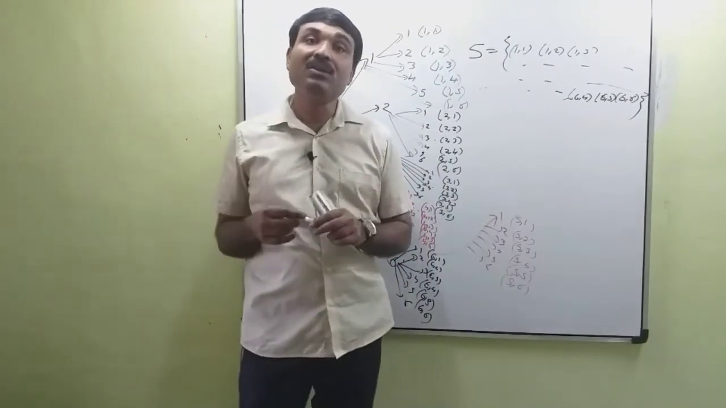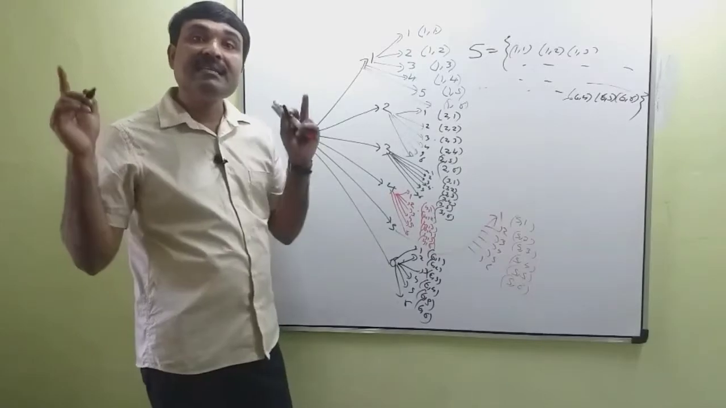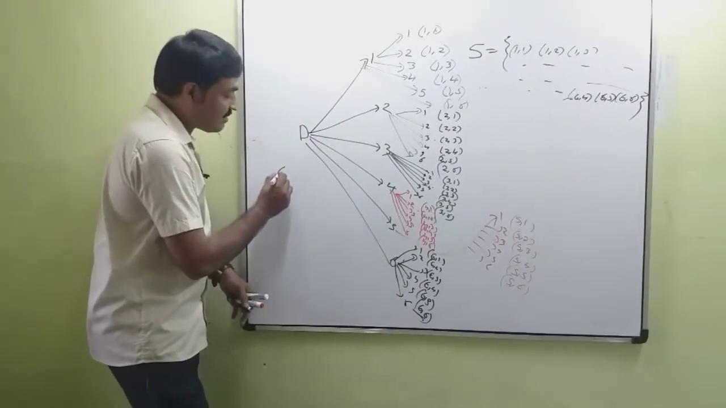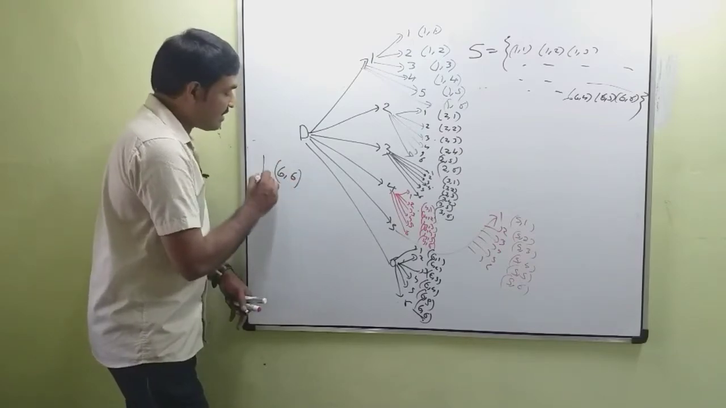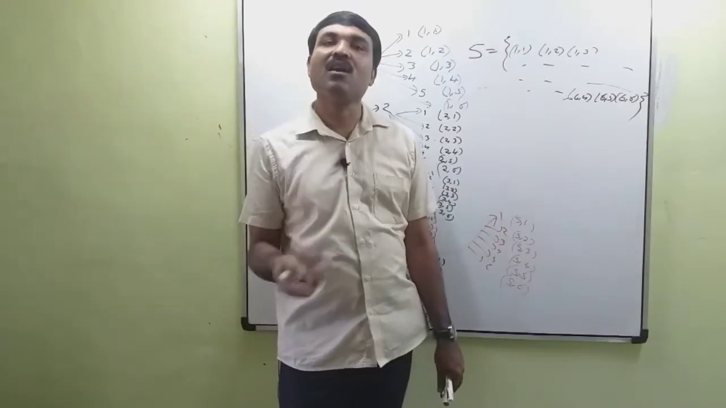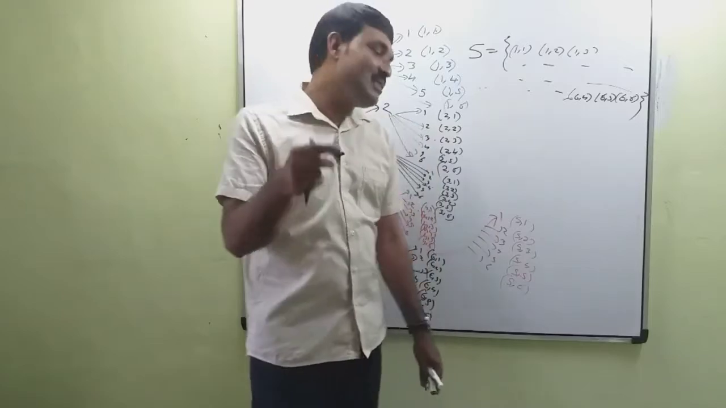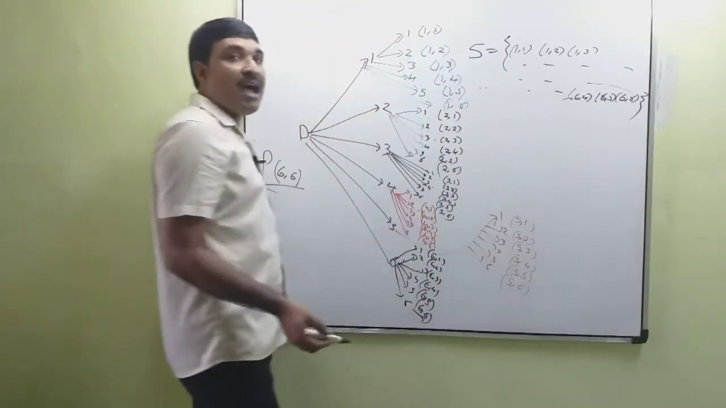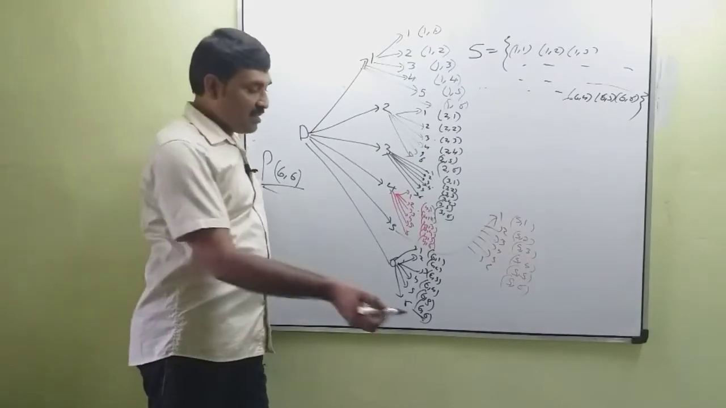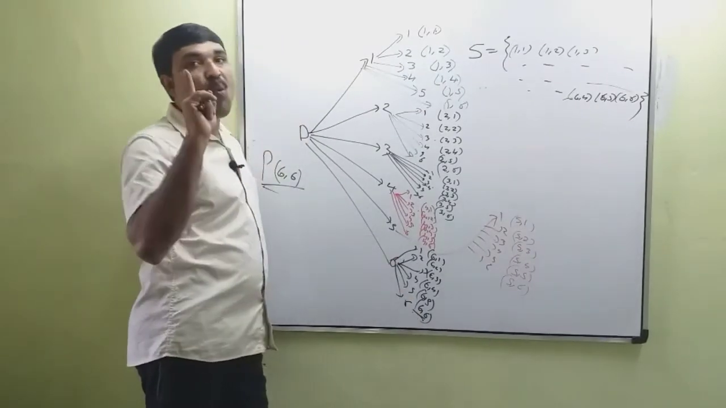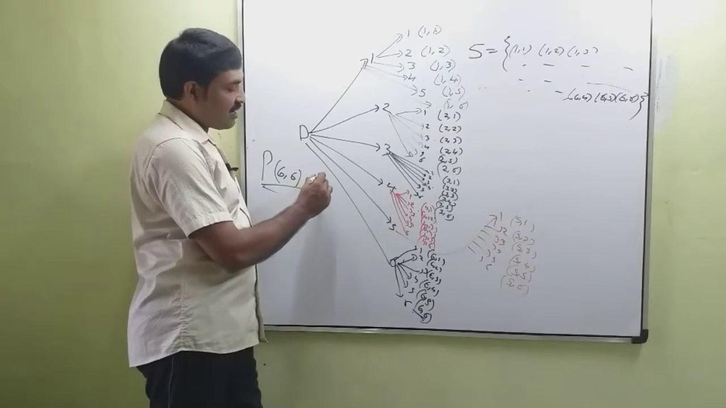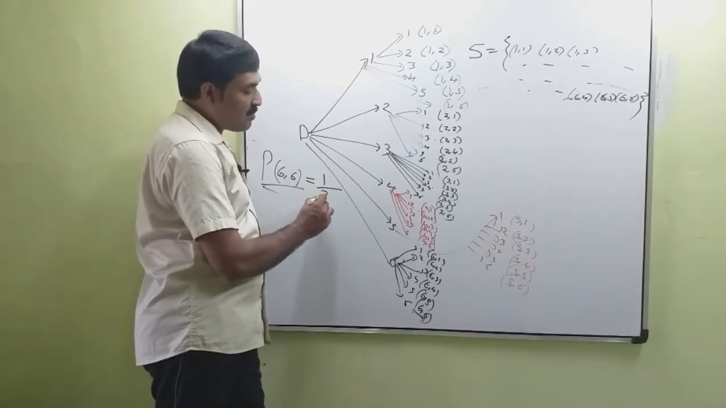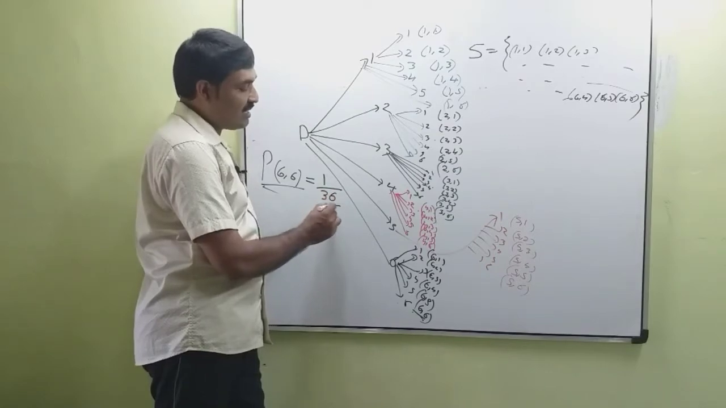What is the probability of getting 6 in both throws? That is, for both throws the output will be 6. That means how many possible outcomes? Possible outcomes are 36. And how many favorable outcomes? The favorable outcome is only 1. So the probability for this occurrence is the favorable outcome, that is 1, divided by the number of possible outcomes, that is 36.